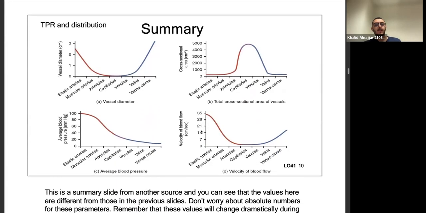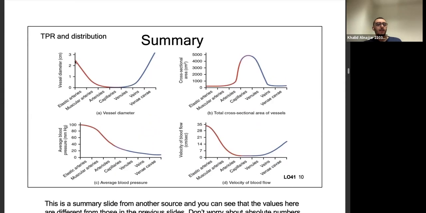This is a quick summary right here. A couple of points worth mentioning in here. Look at, for example, the average blood pressure. Elastic arteries or the large arteries like the aorta, for example, have the highest blood pressure. Why? As I mentioned, because they are receiving the blood directly from the heart. Okay. And then the vena cava and the rest of the veins have the least average blood pressure when compared to the rest of the vessels.